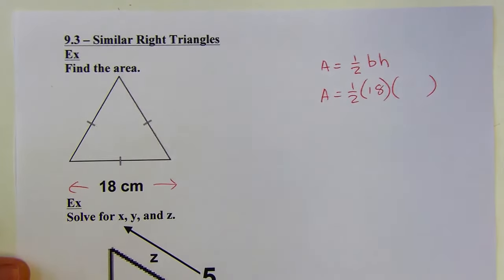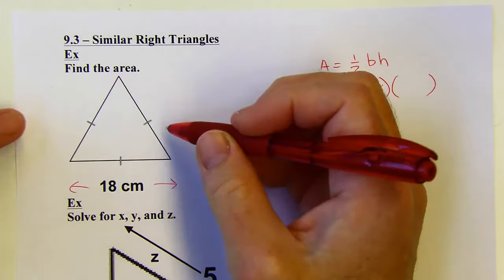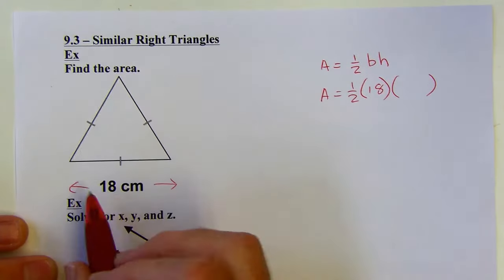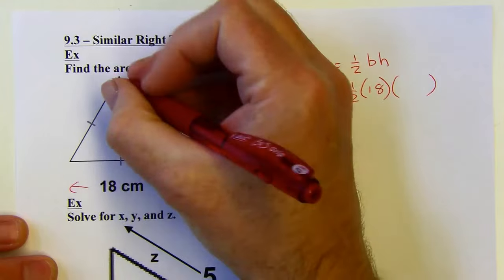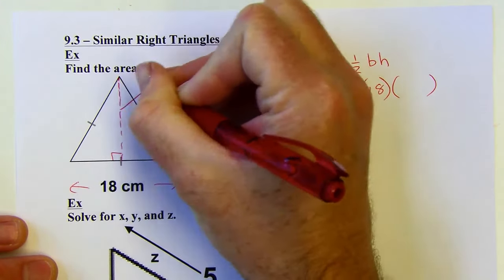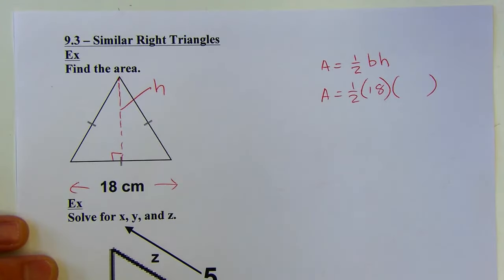But I have to figure out what the height is. The height can't be 18 because I need the height to be perpendicular to the base, right? So if the bottom of this triangle is my base, then the height is going to look like this. This is going to be my height. I got to figure out what that is, okay?